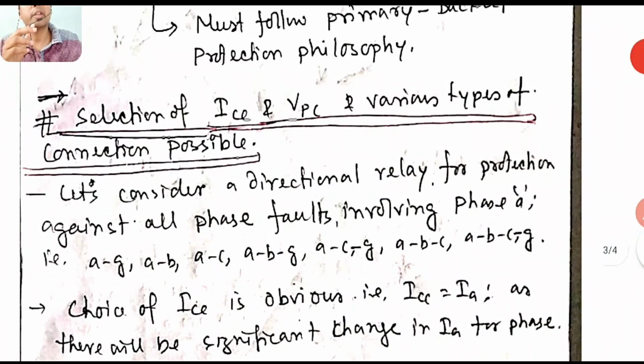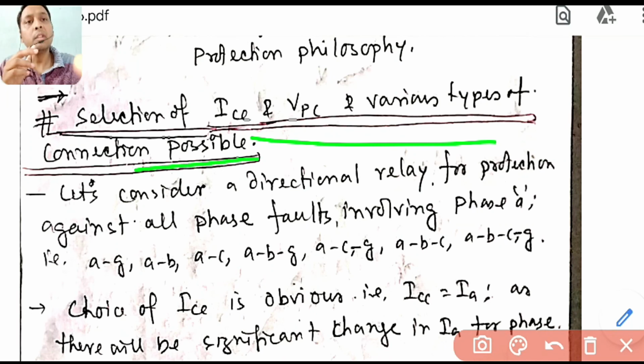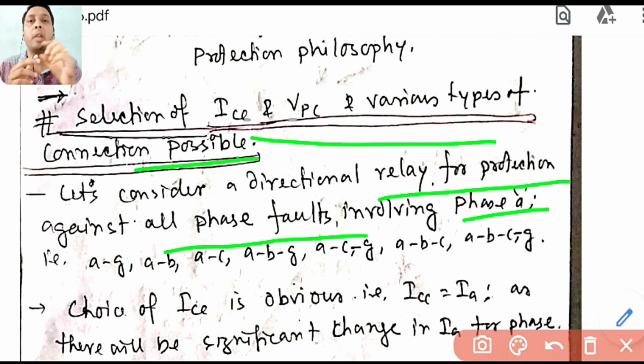So now, selection of IPC and VPC. Let's consider a directional relay for protection against all faults belonging to phase A. Suppose I am talking about only phase A faults. I want to protect phase A, so I will put a directional relay in phase A. When I say directional relay, you should mention directional overcurrent relay, because a few lectures later you will get to know another relay known as the directional power relay. So be specific: it is either a directional power relay or a directional overcurrent relay. Sometimes we say only directional relay, which means directional overcurrent relay. If it is a power relay, then they specifically mention directional power relay. But it is better to specifically mention it every time.